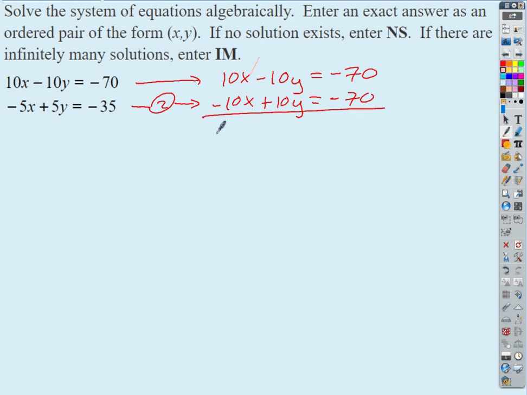Look what happens. Those cancel. So what am I left with on the left of the equal sign? 0. On the right? Negative 140. Right? Okay, is that true or false? Now, if I'd gotten 0 equals 0, infinitely many, that would be true, right? Okay. Flip your desk around.